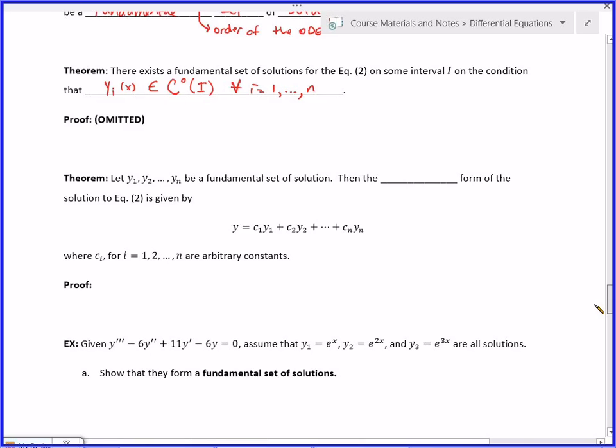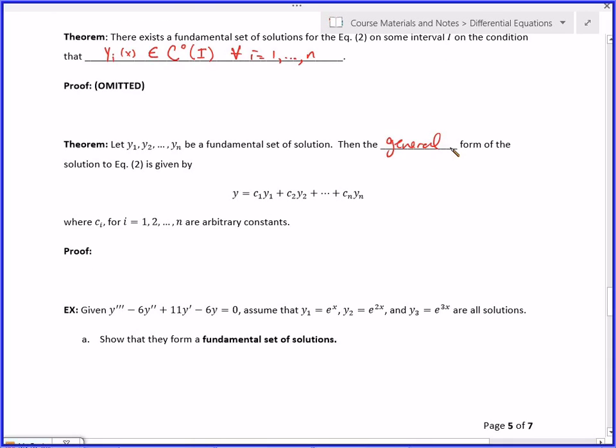Now, if that fundamental set is given by y1 through yn, then the general form of the solution is to put these constants in front here. That is, take a linear combination of your fundamental set.